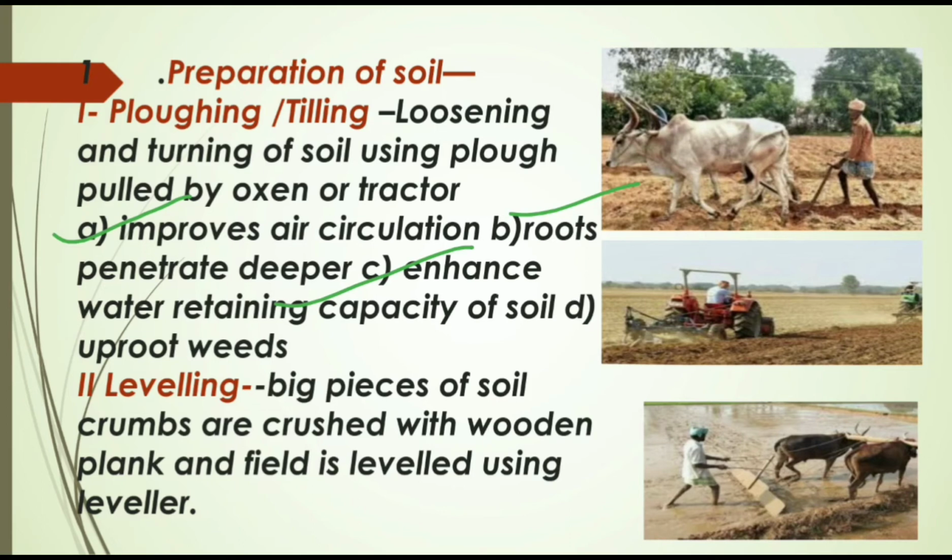A plowed field has big pieces of soil called crumbs. These are to be crushed. So we use a wooden plank, and the field is leveled using a leveler. First, the wooden plank is used to break those crumbs, and then the field is leveled using the leveler.